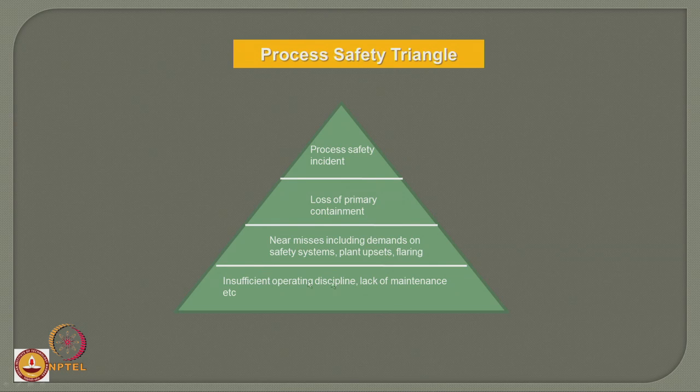So, when they are overruled, that will result in what is called loss of primary containment. When these three occur by and large, obviously a process safety incident will result, which will affect both economic loss to the company or the management as well as challenge personal safety of the people working on board. So, the process safety triangle has the process safety incident as its apex, whereas the base of the triangle essentially comes from the lethargic mode of taking or practicing safety in an organization.